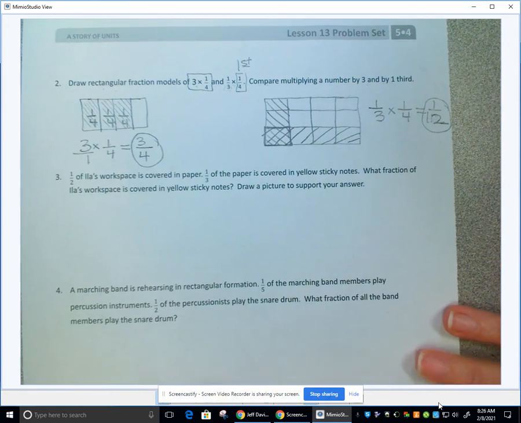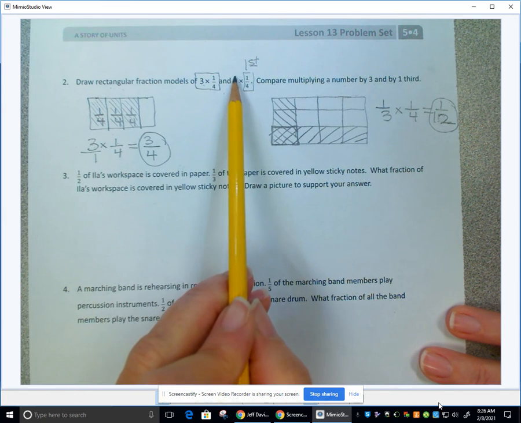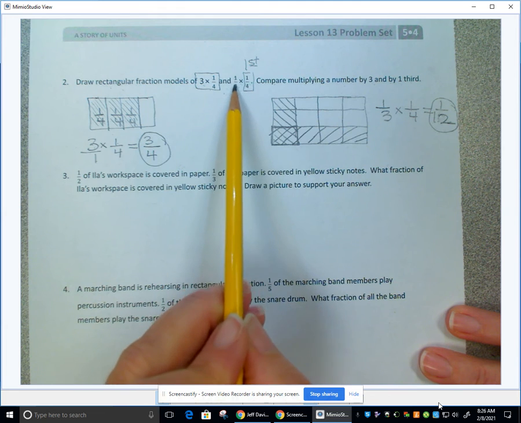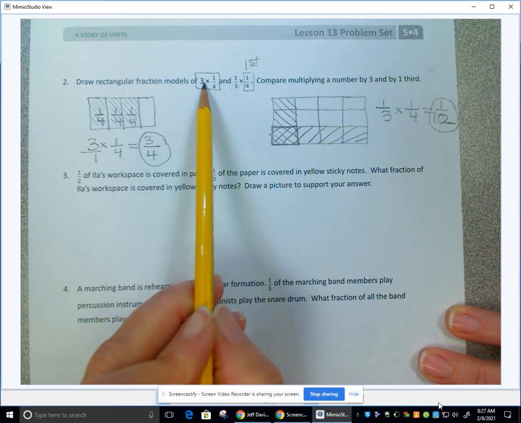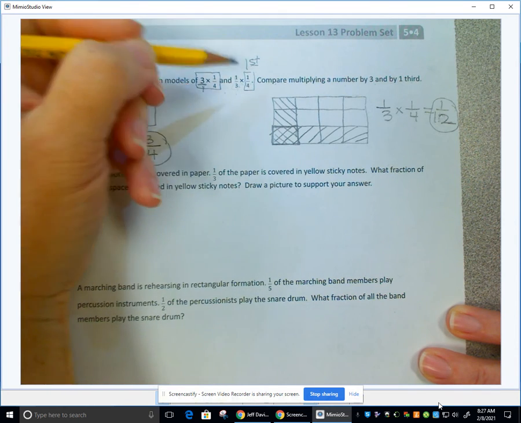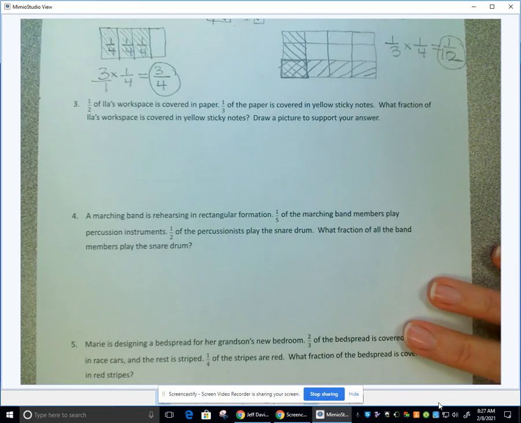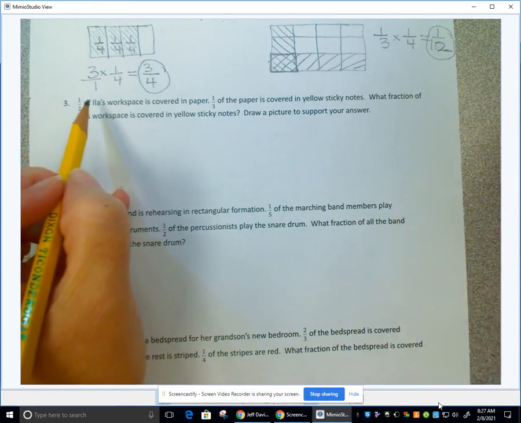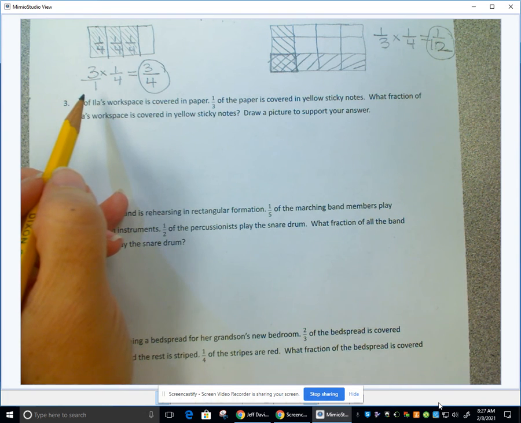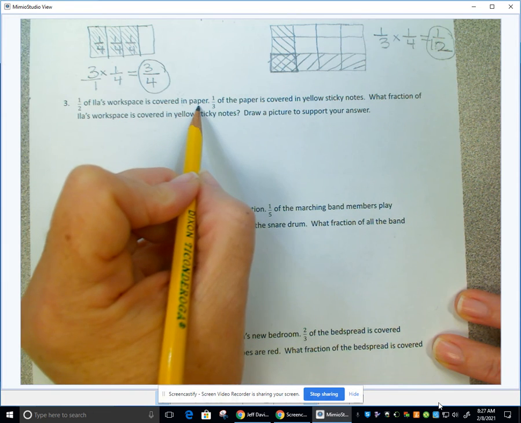So you'll notice the difference. This was 3 times 1/4. This is 1/3 times 1/4. This is not 3. This is not a whole number. This is a whole number, and we can put a 1 under it. See, and when we did that, it still means 3 divided by 1. This means 1 divided by 3. So that's the difference. All right, look at number 3. Half of Isla's workspace is covered in paper.